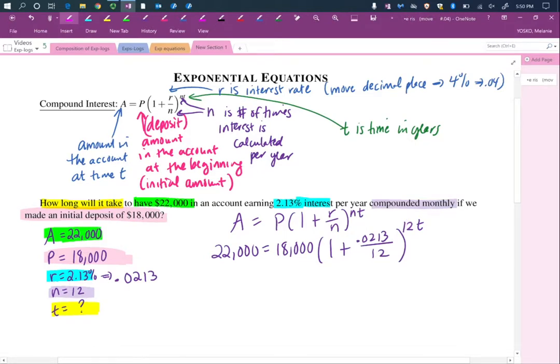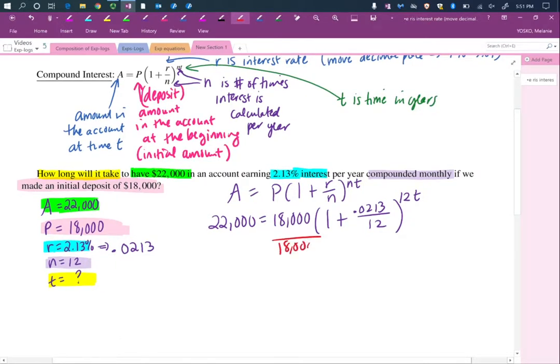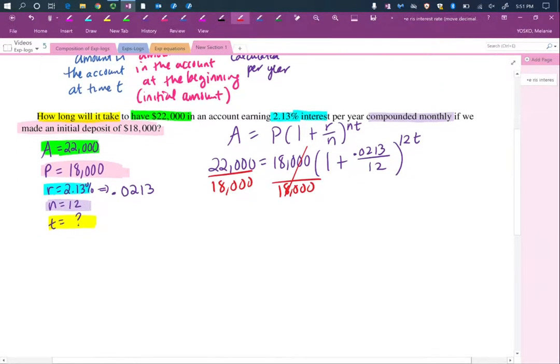Okay, so we want to get the variable T all by itself. So it's the power. So we're eventually going to have to do something with this. But the first thing we should do is try to isolate this whole term. So the first thing I'm going to do, I'm going to divide both sides by my 18,000. So that will cancel. Okay, let's scroll down just a bit. So I'm going to have 22,000 divided by 18,000 equals 1 plus 0.0213 over 12 to the 12 times T.